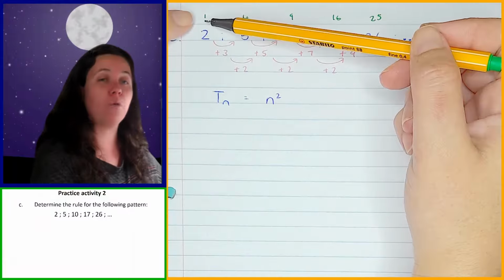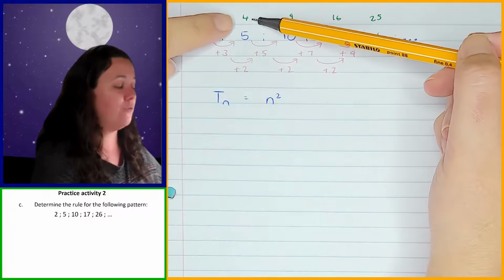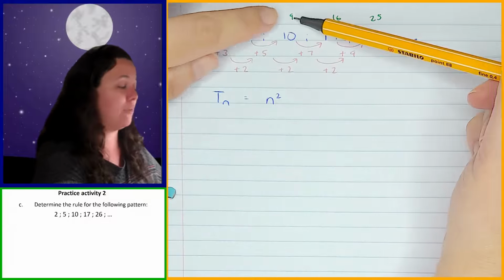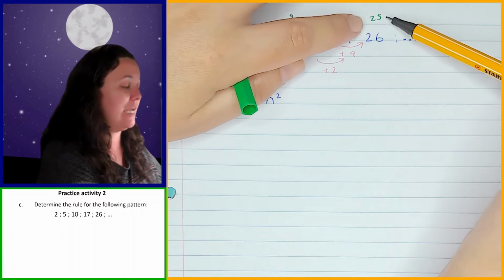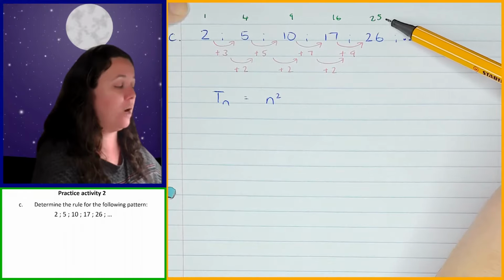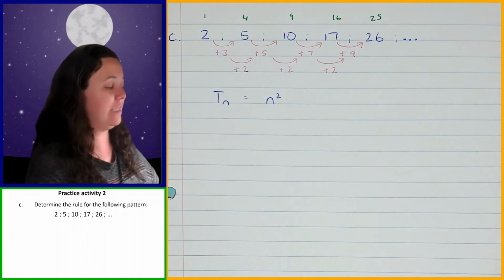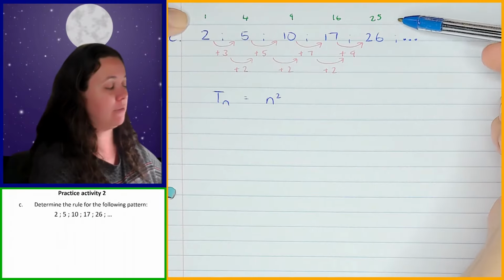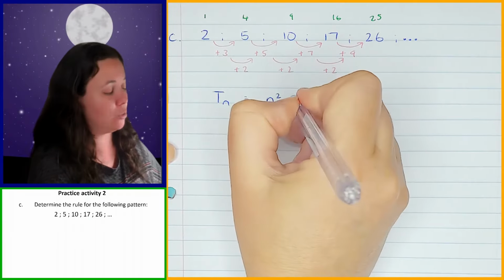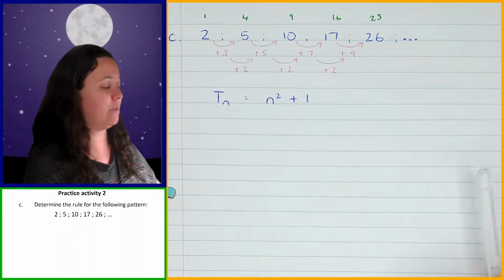So over here, from 1 to 2, I can either add 1 or multiply by 2. Then from 4 to 5, I can add 1. And from 9 to 10, I can add 1. 16 to 17, I can add 1. 25 to 26, I can add 1. So all of these, if I add 1, I will get that pattern. So that means that my rule is going to be the same as the square numbers plus 1. Okay, so my rule for that pattern is n squared plus 1.